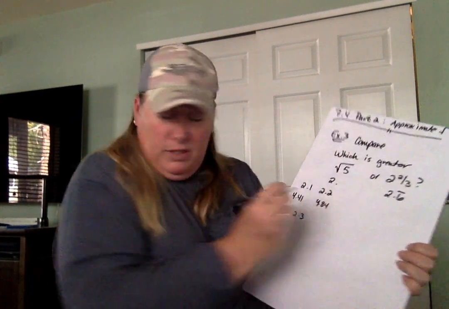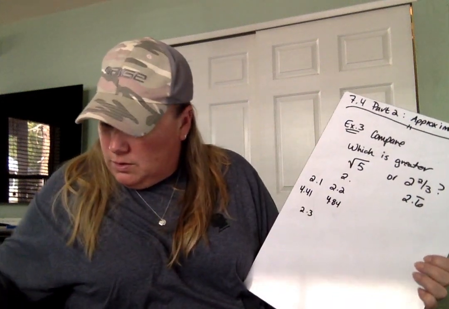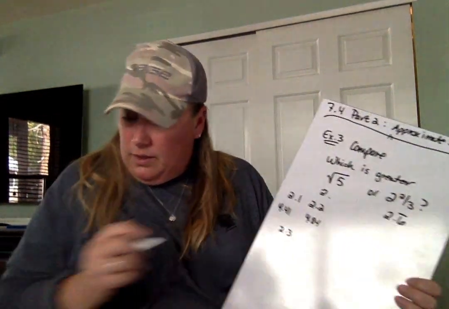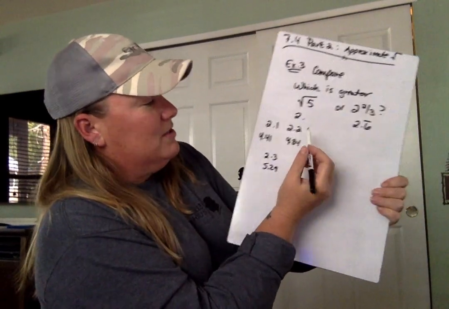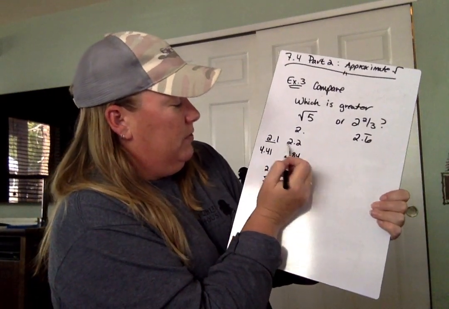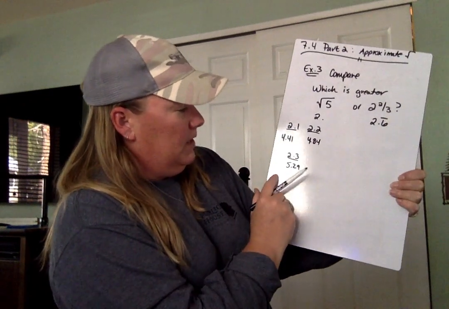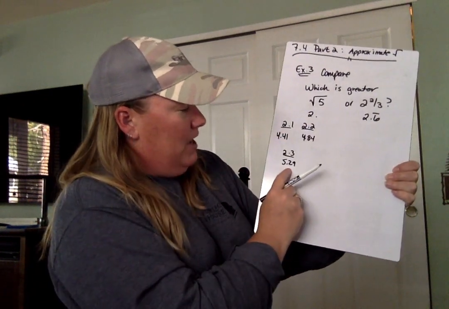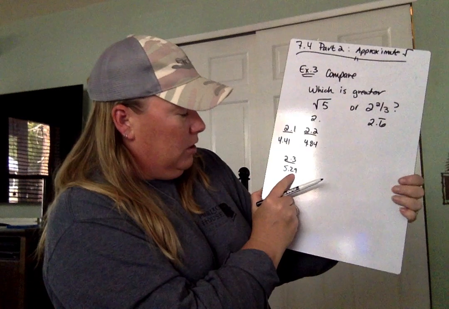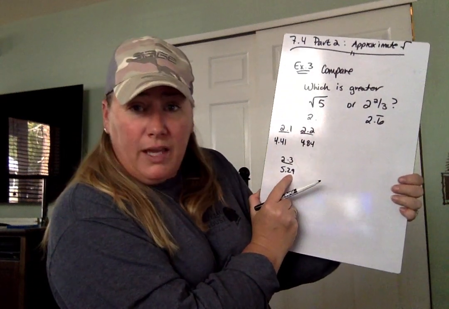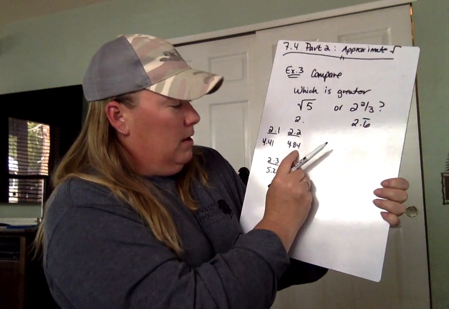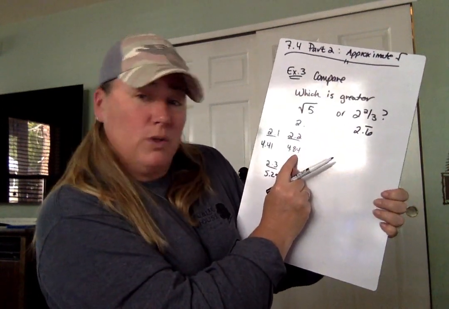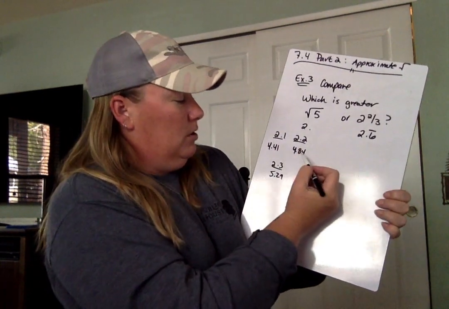Well, let's go 2.3. Let's see in case we're over. 5.29. Okay, so what this is telling us is we are trying to get as close to 5 as possible. And this is a smidge over square root of 5, which is okay. Because 0.29, it's over, and this one is 0.84, which is under. But which one is closer?